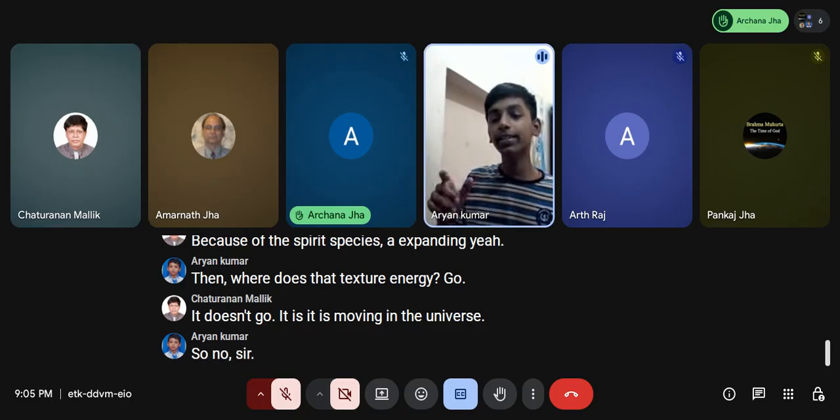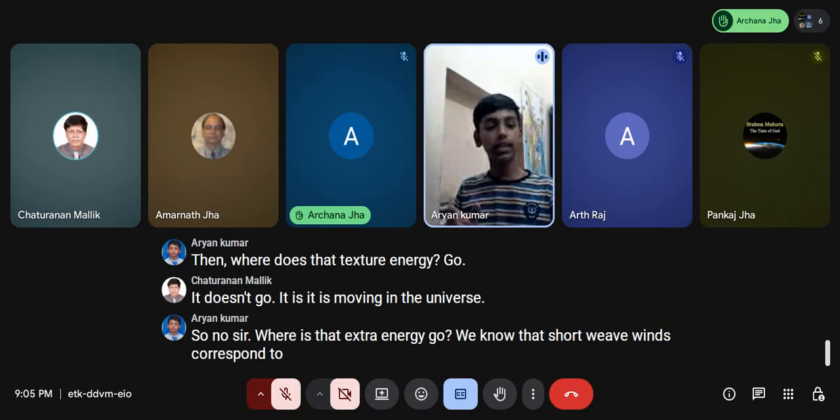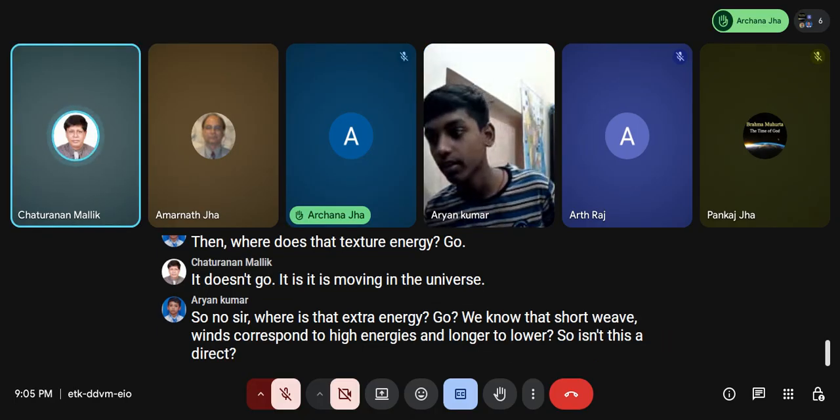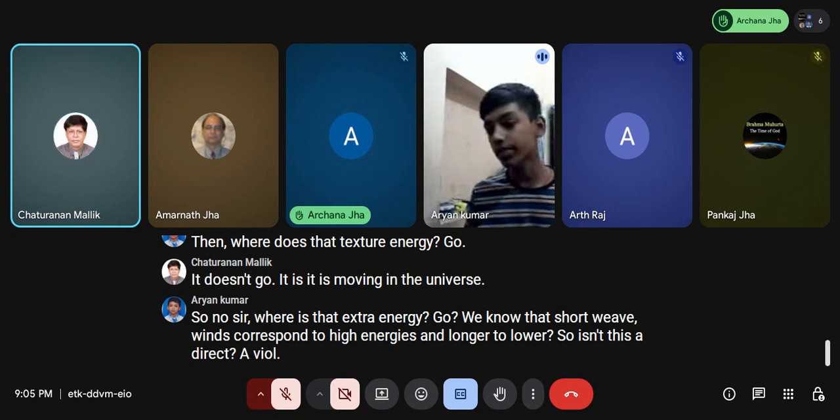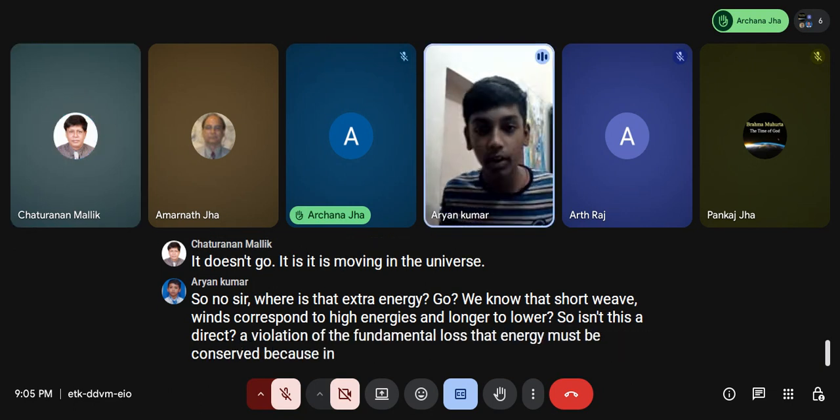No, sir, where does that extra energy go? We know that short wavelengths correspond to high energies and longer ones to lower. So isn't this a direct violation of the fundamental laws that energy must be conserved, because it just disappeared out of nowhere?